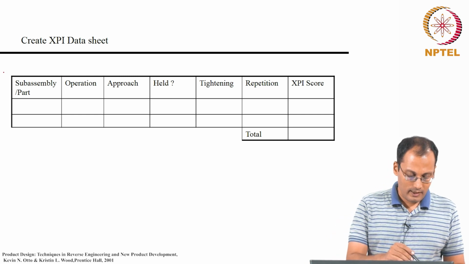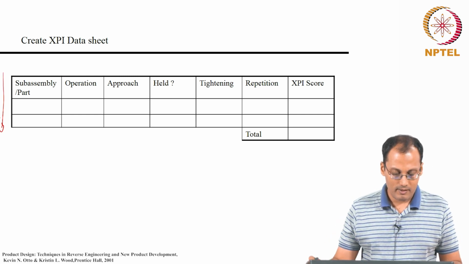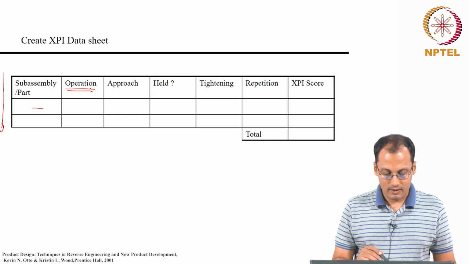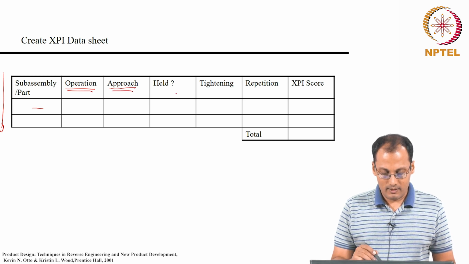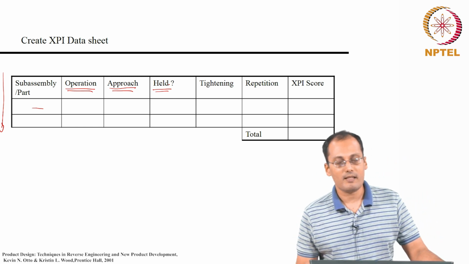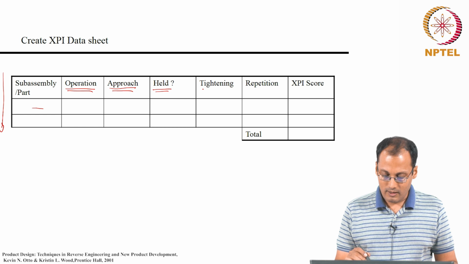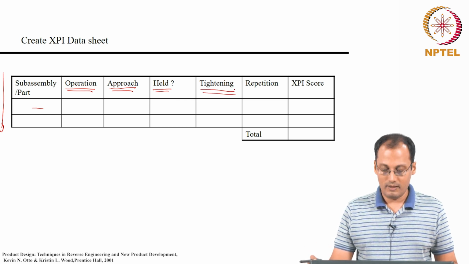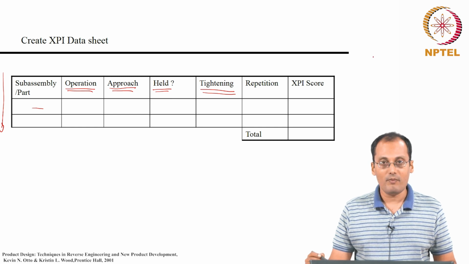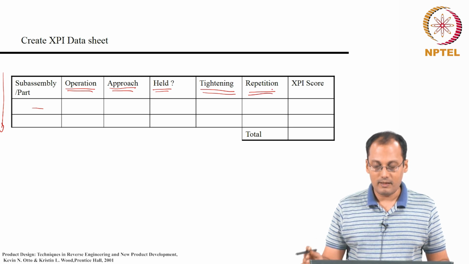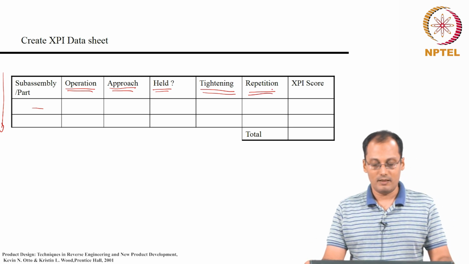So, we annotate the parts or the sub assemblies, and corresponding to each part we would like to describe the assembly operation, the approach direction, whether the part needs to be held when the assembly is being carried out, and what kind of tightening or fixing operation needs to be employed, and how many times we are repeating that operation.